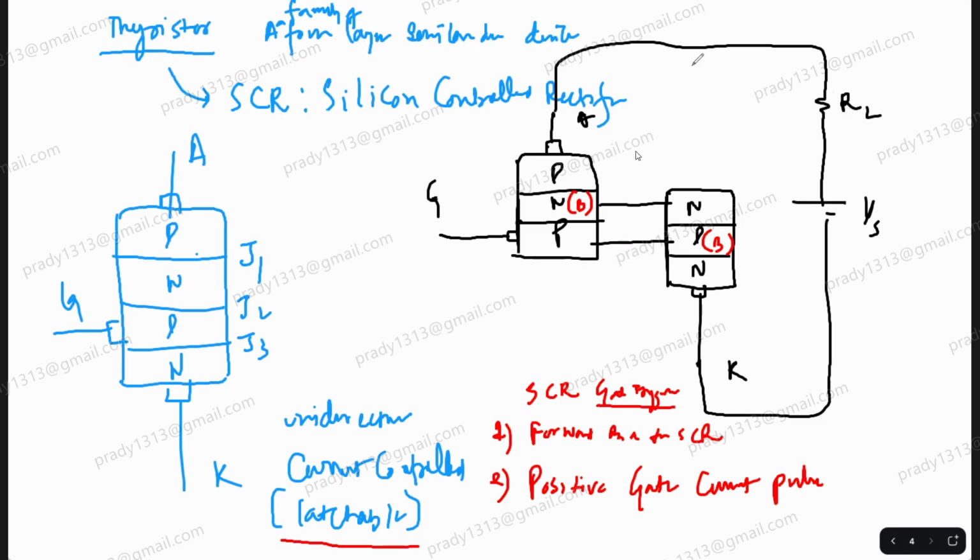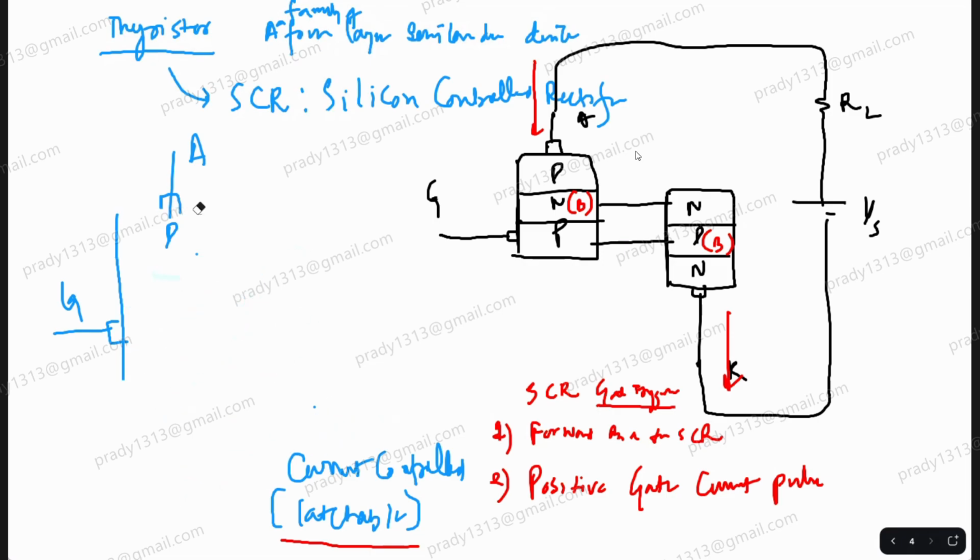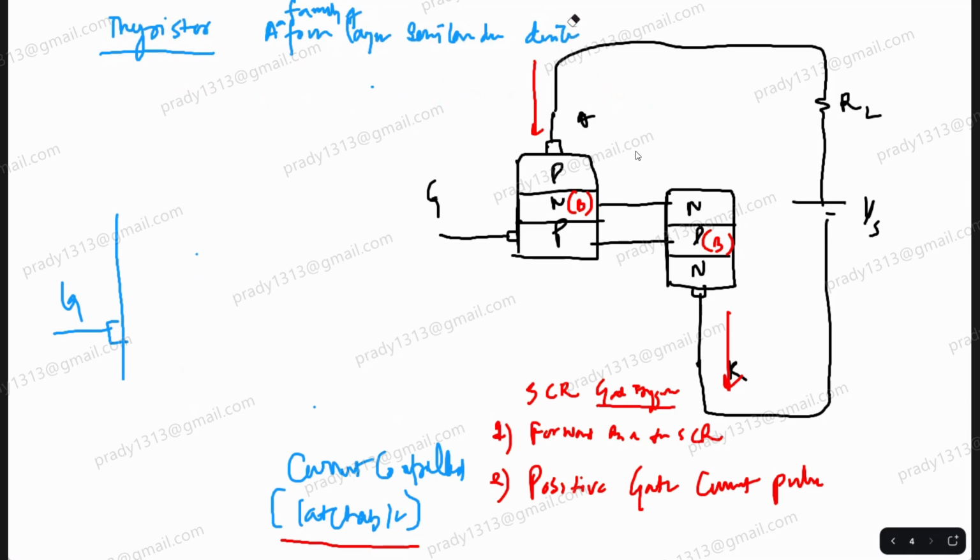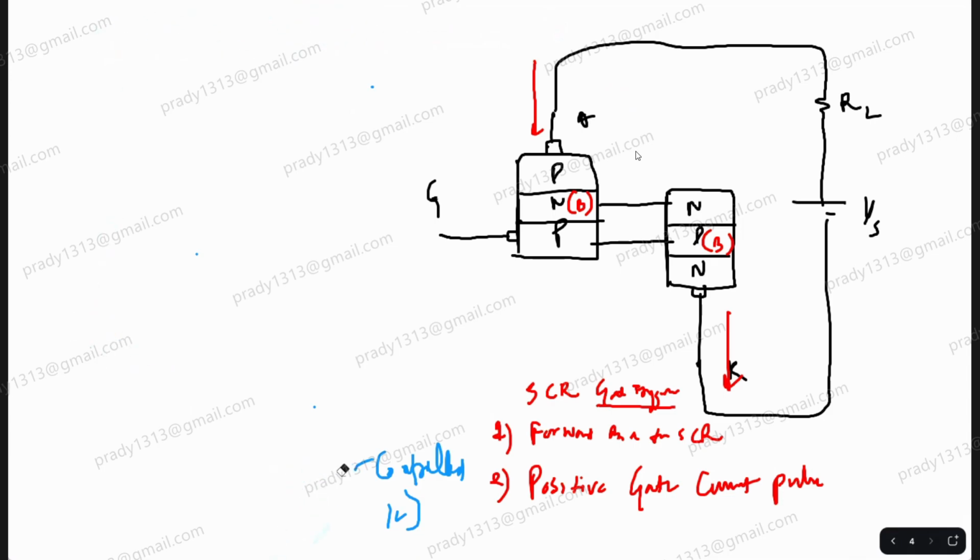Tell me, if it conducts, the current will always be flowing from this direction to this direction only, right? Yes, sir. So based on that, you tell me which is this P. In a PNP transistor, current enters through which terminal, emitter or collector? Go back to your notes and tell me. Emitter. In a PNP transistor, current enters the BJT from which terminal? Emitter. So this is your emitter, correct?